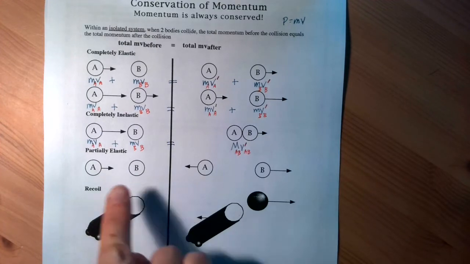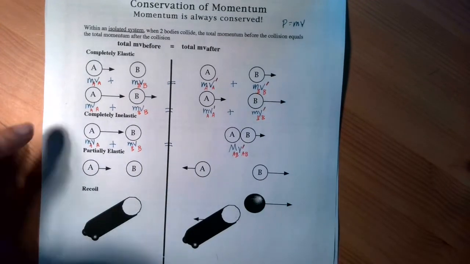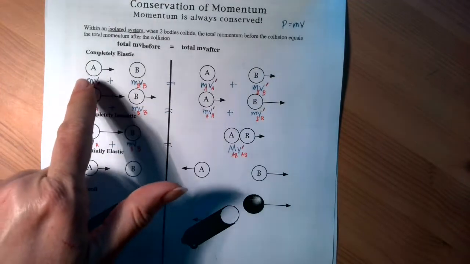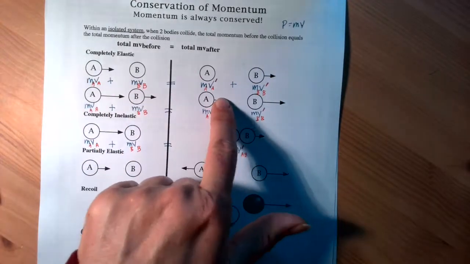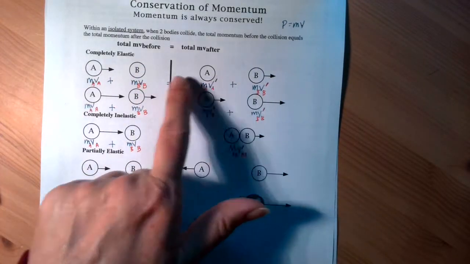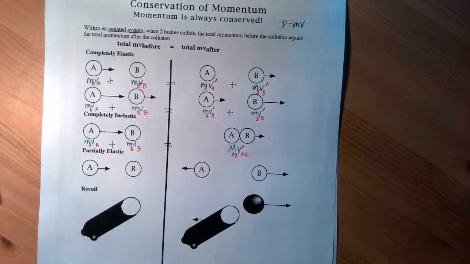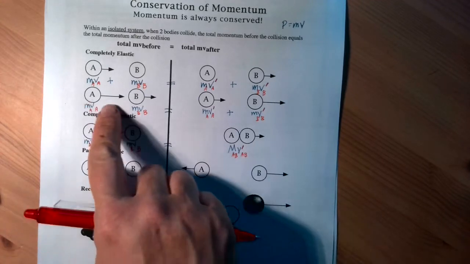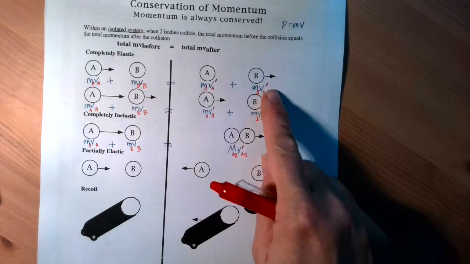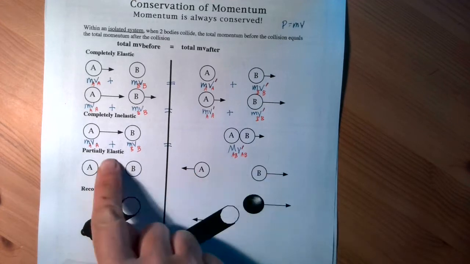Now, most collisions are somewhere in between. Really, billiard balls are pretty close and bouncy balls are pretty close to elastic, but truthfully, only at the molecular level, with atoms colliding and electrons colliding with photons, do we actually see a perfectly elastic collision. So most collisions are somewhere in between.